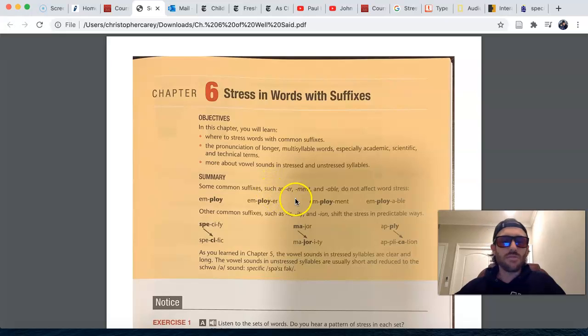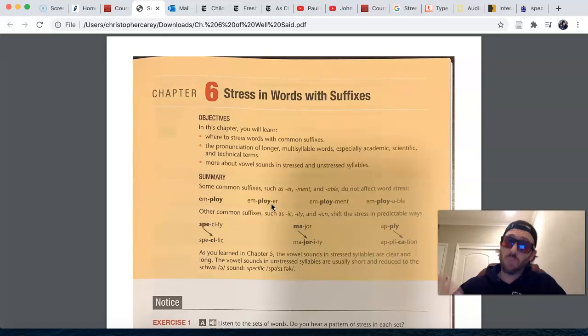So common suffixes such as the ER suffix, MENT, and ABLE, they do not affect word stress. So when we add these suffixes to a part of speech, they don't change the word stress of that word. For example, employ, employer, employment, employable, right? This is a verb, employ.